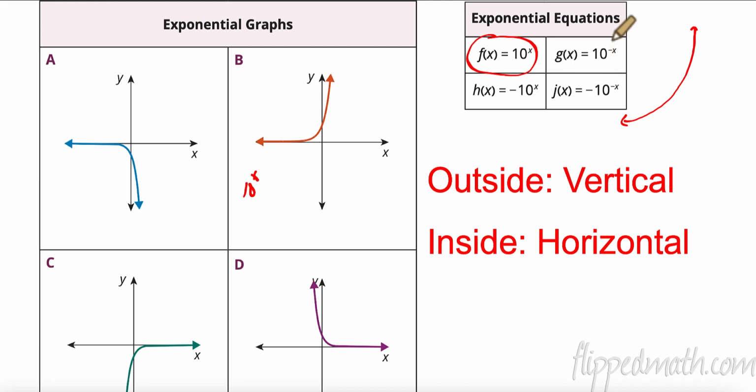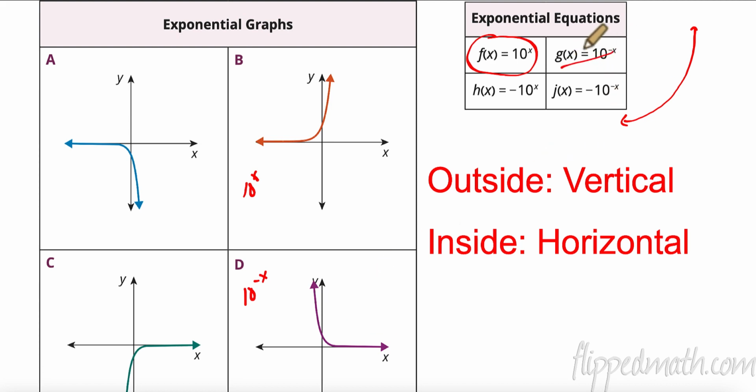Let's go to the next one. This has a negative. Remember, anytime we have a negative, it's a flip, a reflection. That negative is on the inside, and anything on the inside is horizontal. So I have one negative flip on the inside. I'm going to take this picture and flip it, so it should look like that. That would be d. So that is 10 to the negative x.